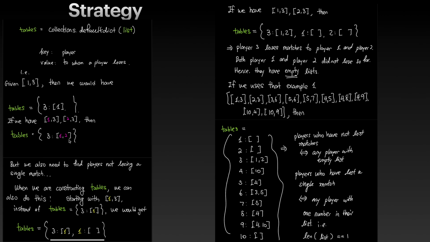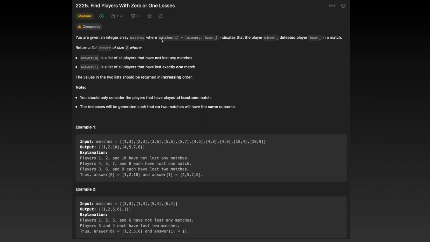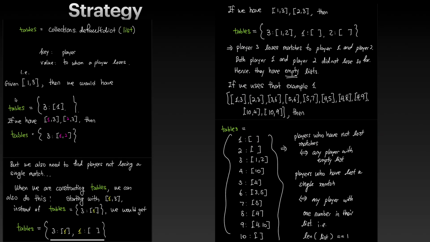So we do have to somehow find the players not losing a single match. And how should we do that? When we are iterating on the matches and constructing our tables, we can also add the winner to the tables. So before we had just 3 colon with a list of 1, and now we would also have 1 colon with an empty list. This is an empty list because based on this information alone, we do not know to how many players player 1 loses games. As we are iterating on these matches, we will be updating this value too if player 1 loses any matches to any other players.